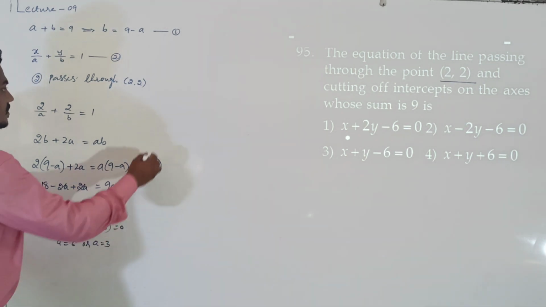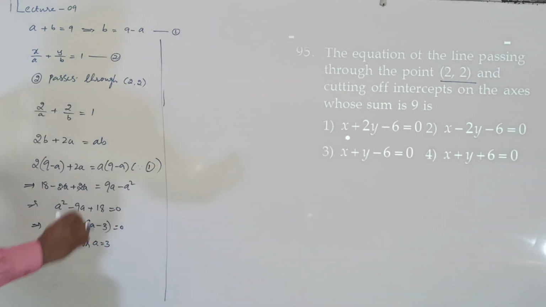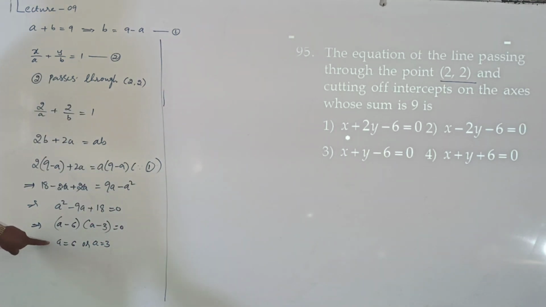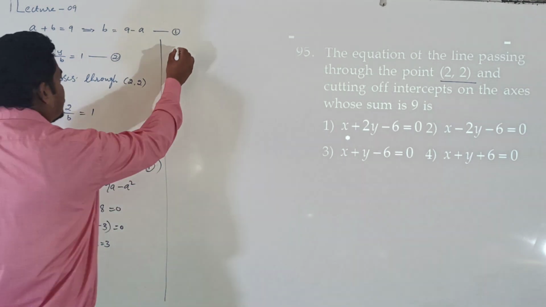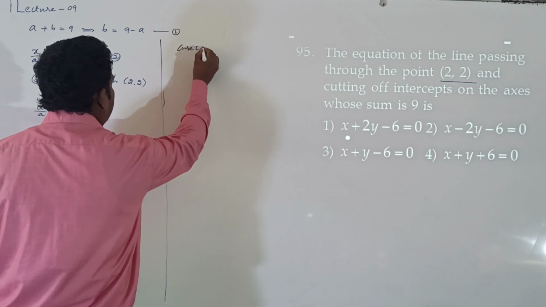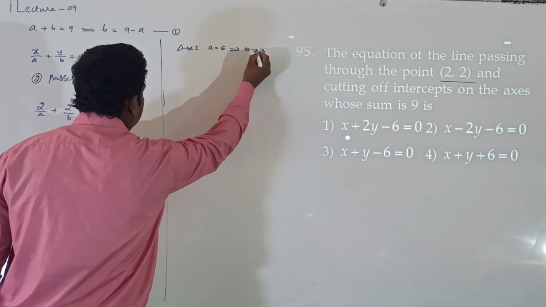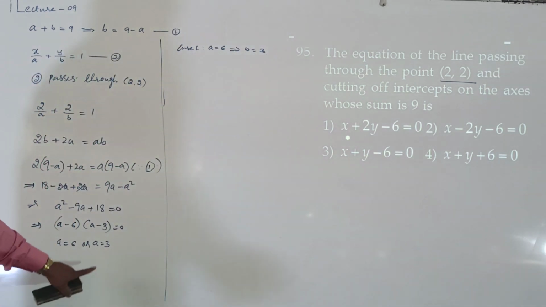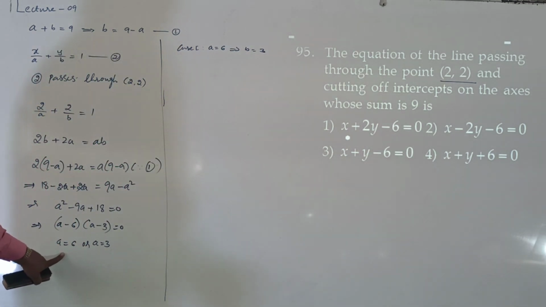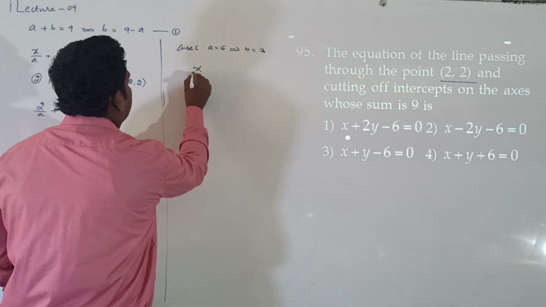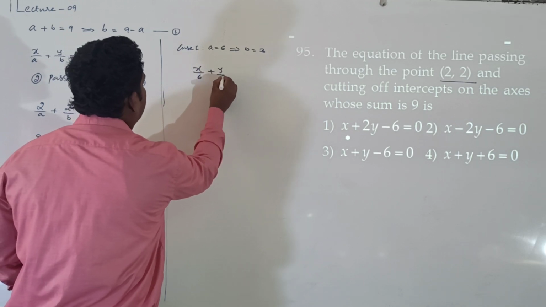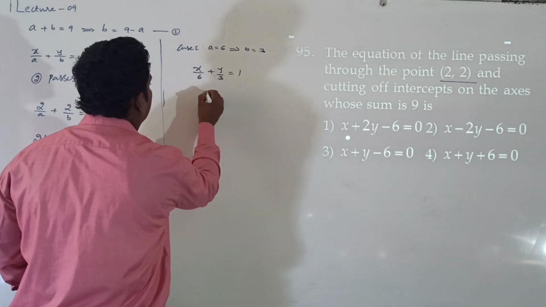There are two possibilities, right? We need equations. There are two cases. Case 1, a equal to 6. Then what is the b value? B equal to 3. Just look at equation number 1. Once a value is 6, then b value is 3. Then what is the equation? X divided by 6 plus y divided by 3 is equal to 1.